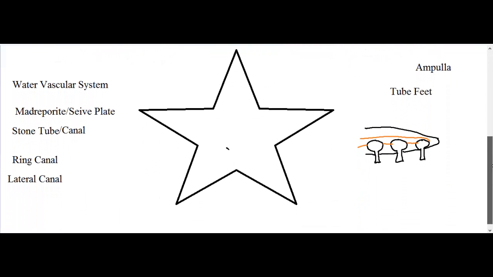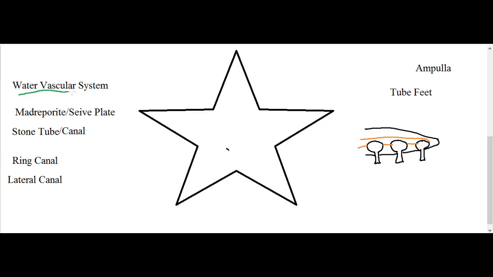What I want to do now is really focus on the water vascular system. The water vascular system of the starfish is important for sensory perception. It is also very important for locomotion and actually helps the starfish feed. So we are going to start off looking really at the aboral surface of the starfish, from that top outer surface that we're used to looking down on. The first thing I want to talk about is the madreporite or sieve plate. This structure is going to allow water to enter into the water vascular system.